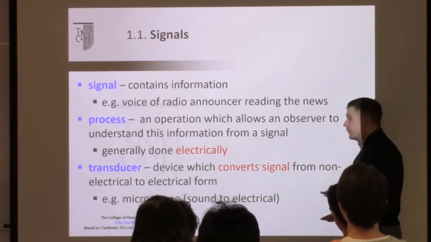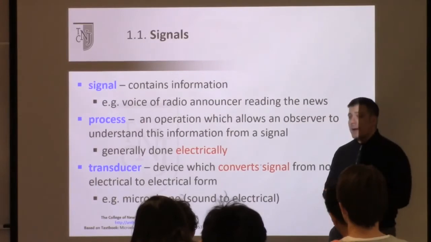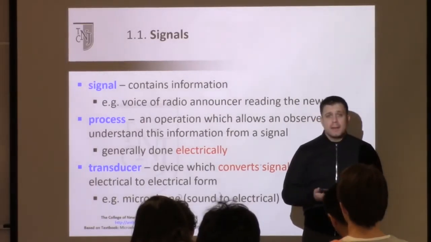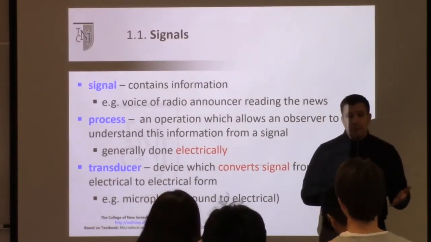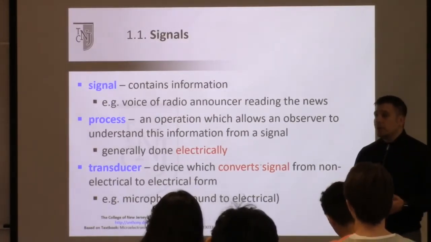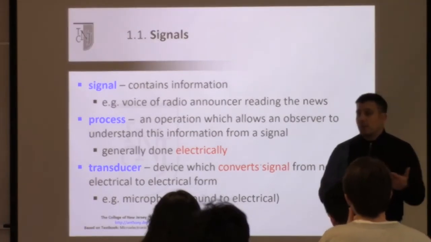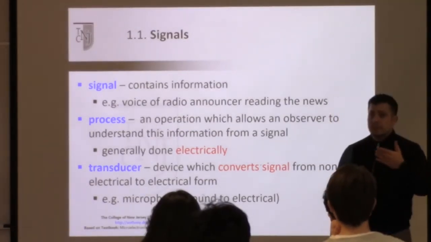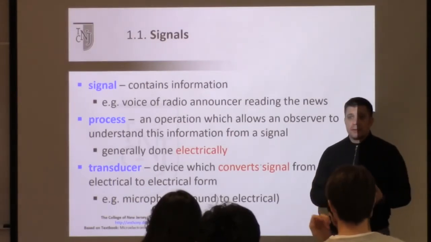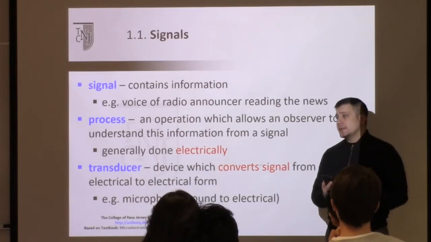on your computer screen. A transducer is a device which converts a signal from a non-electrical to an electrical form. The really popular example is always the microphone, right? What the microphone does is take my voice or anyone's voice, vibrate a diaphragm, and that converts it to an electrical form, right? The resistance of the diaphragm changes as it vibrates.